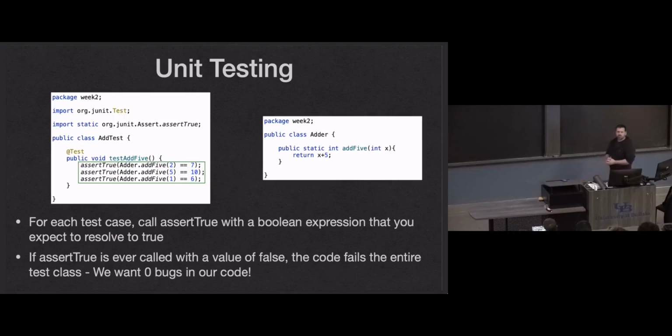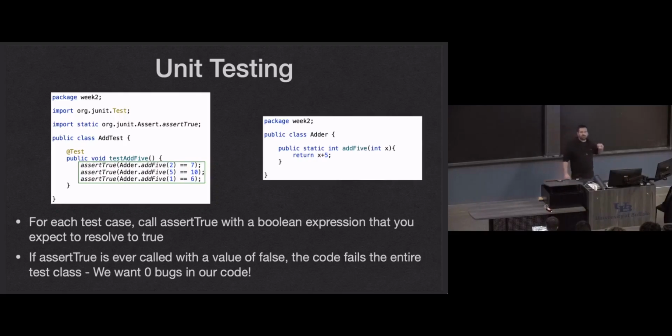So we're going to use assertTrue, which is a method that takes one argument, which is going to be a Boolean expression. So this takes a Boolean expression, and we expect it to be true. We're asserting that this is true. I expect this Boolean expression to resolve to true. AssertTrue is going to check that for you.